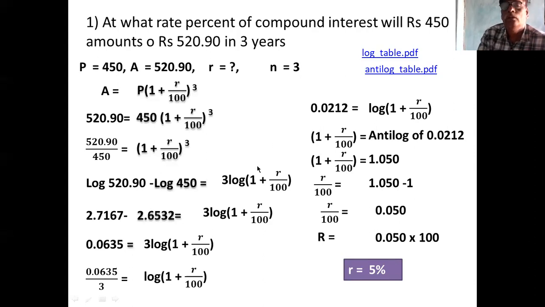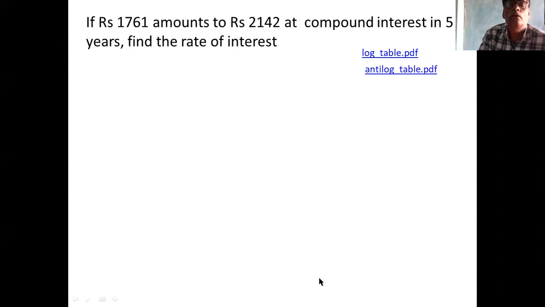Okay. You see the next example. If rupees 1,761 amounts to 2,142, that means 1,761 is the principal. That principal amounts to 2,142 at a compound rate of interest in 5 years. In 5 years, find the rate of interest. They ask to find the rate of compound interest.